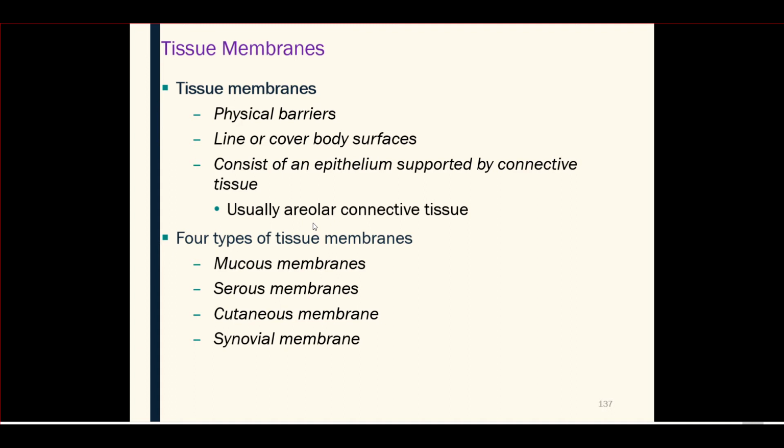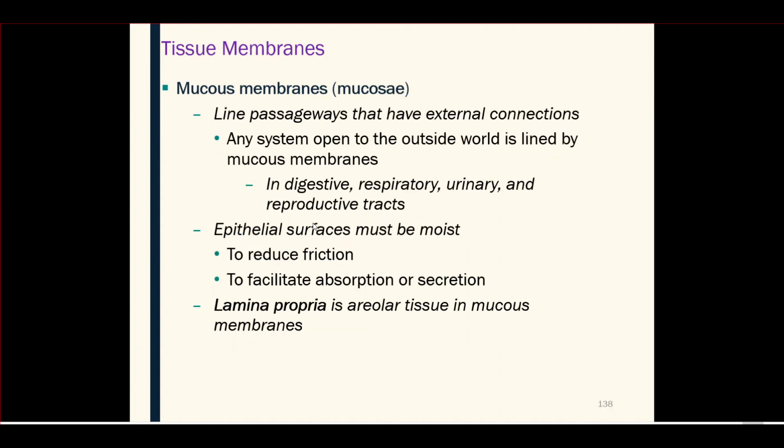And it turns out we have four different types of membranes: the mucous membrane, serous, cutaneous, and then we'll finish up looking at synovial membranes. So let's take a look at the mucous membrane first. Very, very easy, guys. Any system that's open to the outside world, think about this: respiratory system, digestive system, urinary system, reproductive system. All of those systems have openings to the outside world. That system is going to be lined on its entirety on the inside by a mucous membrane.